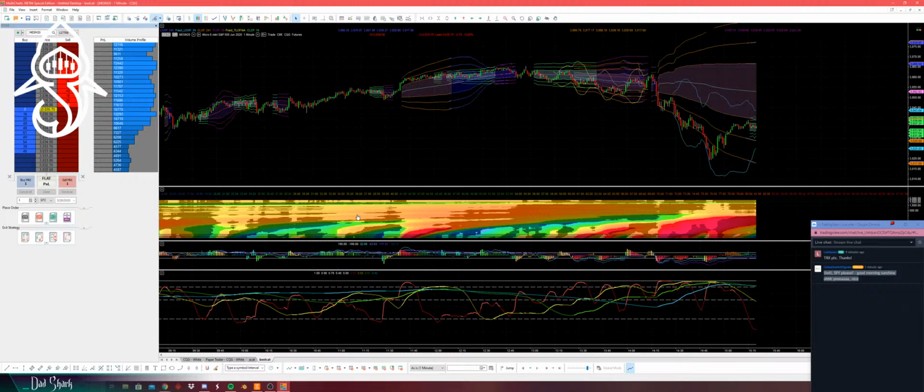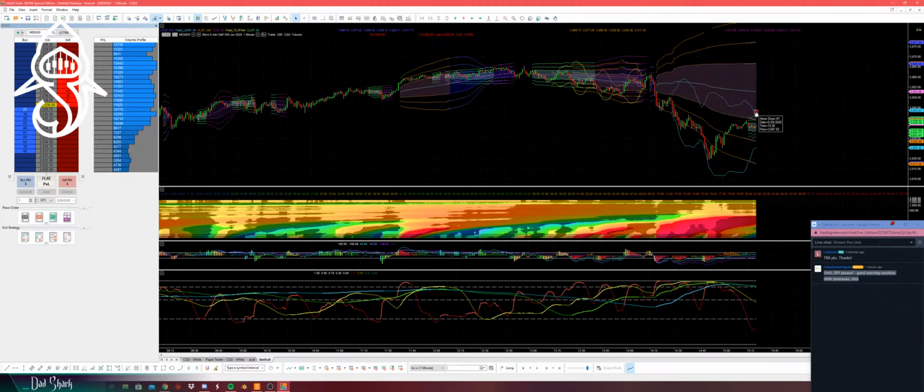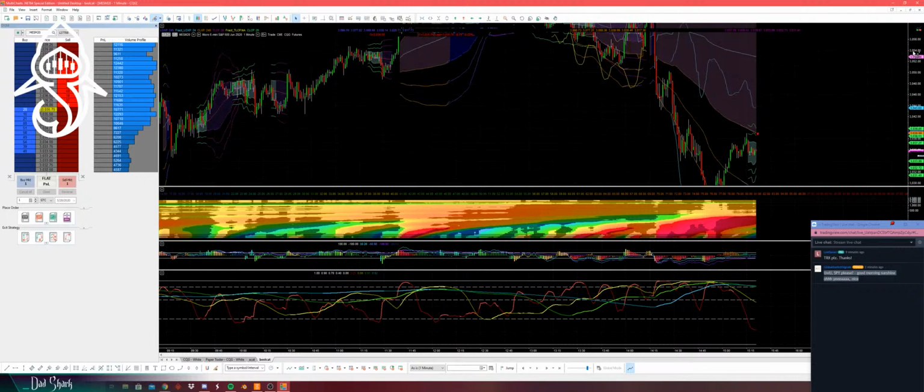Okay, so in all likelihood we could reject off of this pivot right here. Why is that arrow so tiny? What the hell? Yeah, so if we come up to 38.5, I would consider that a short opportunity. But let's play with some different time frames here.